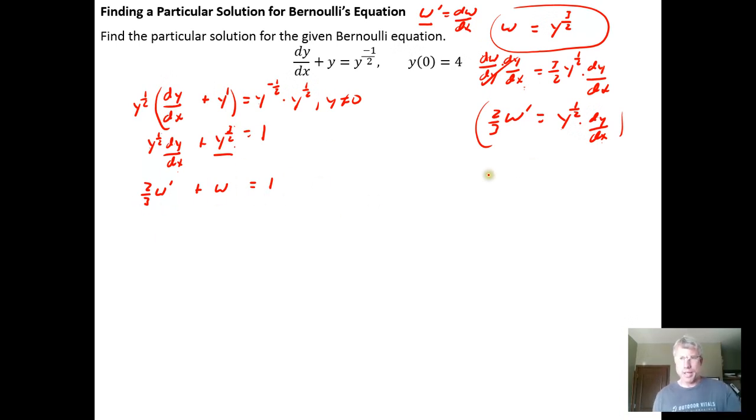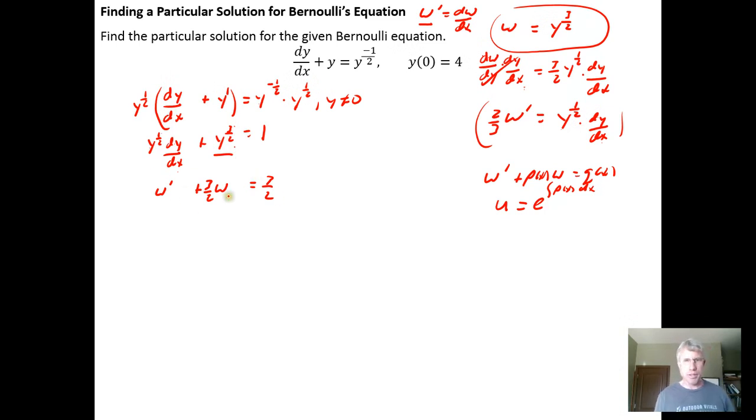I want to get it into the form w prime plus p of x w equals q of x. I want to get it into the form that allows us to use the integrating factor u equals e to the antiderivative of p of x dx. So I need a leading coefficient of 1 on the w prime term. So we multiply both sides by 2/3, or sorry, 3/2. So 3/2 times 2/3 is 1. 3/2 times 1w is 3/2 w, and 3/2 times 1 is just 3/2. So we get that by multiplying both sides by 3/2.